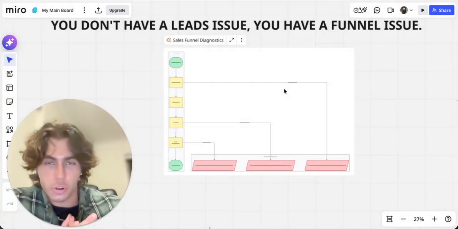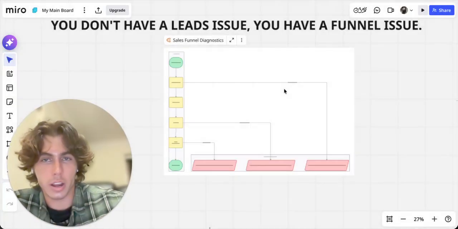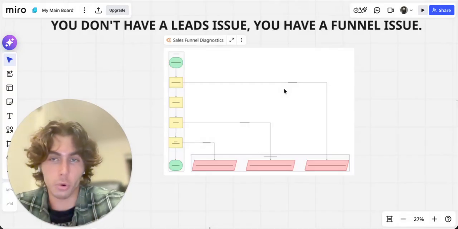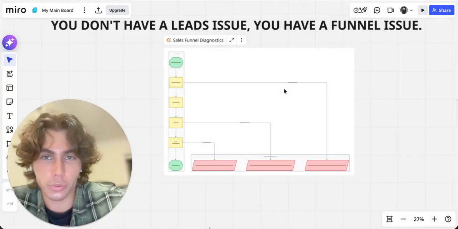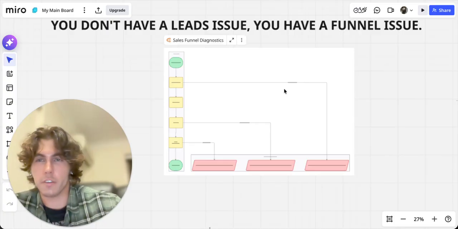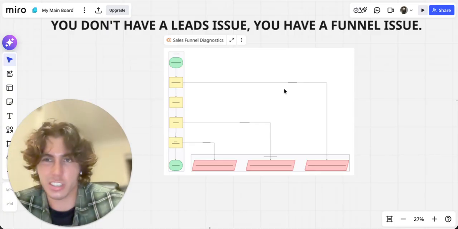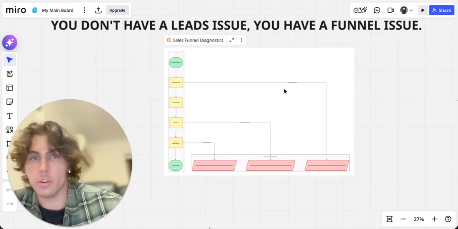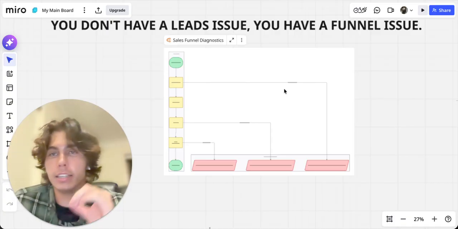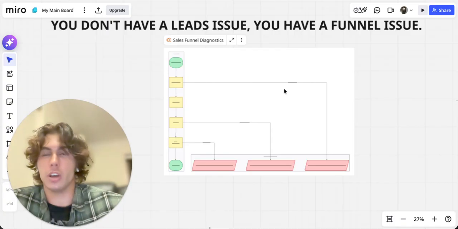One of the most common things that I see whenever I talk to new clients or potential clients who want a funnel audit is they always come into those calls thinking that their issue isn't in their funnel, but just in the leads. They don't have enough leads, they need to spend more money on ads, they're not driving enough paid traffic. And it's really interesting because this is something that happens a lot.